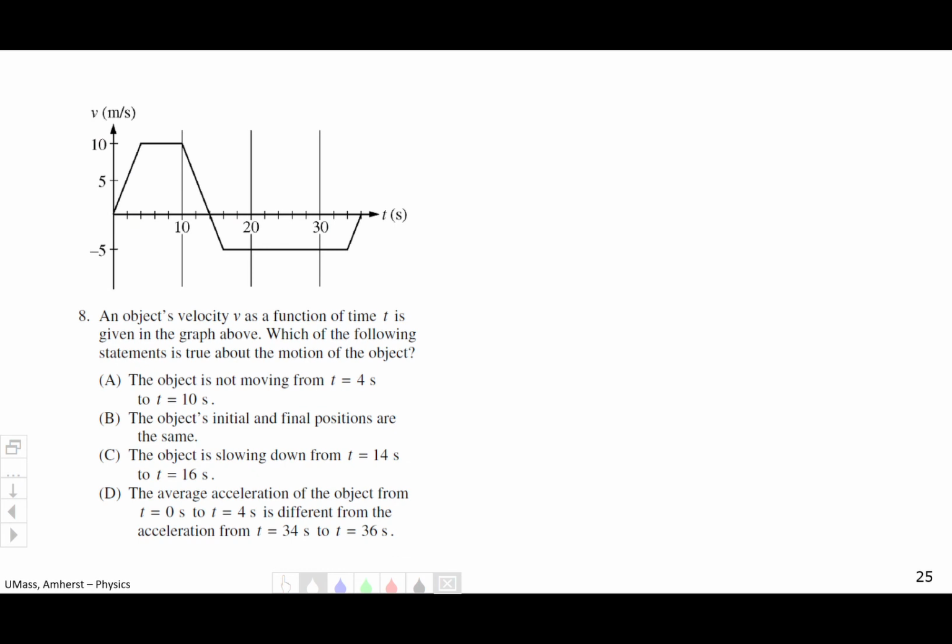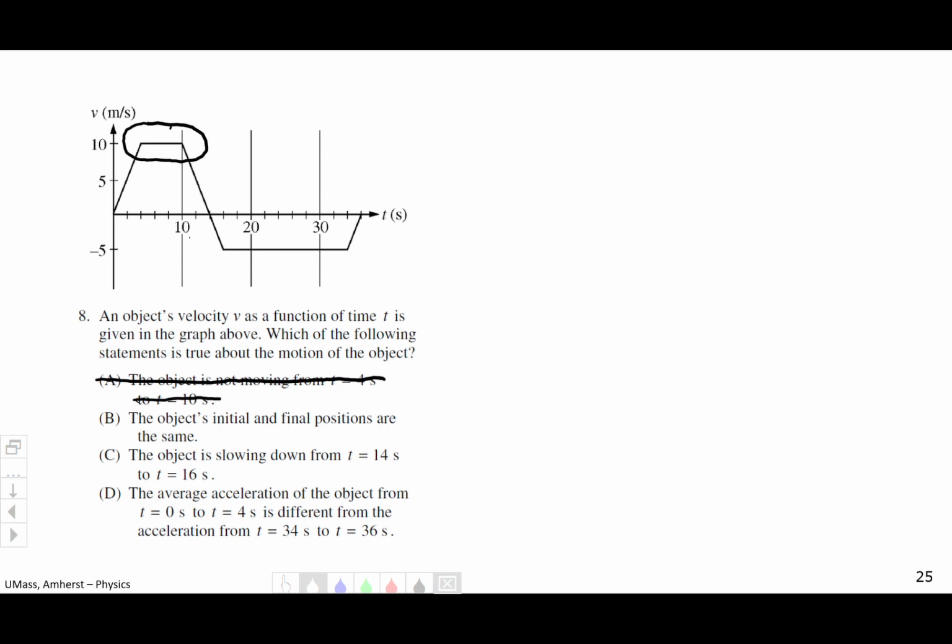All right. An object's velocity v as a function of time t is given in the graph above. Which of the following statements is true about the motion of the object? So let's go through these and figure it out. The object is not moving from t equals 4 seconds to 10 seconds. So if this is 2, 4, 6, 8, 10, the value of the velocity from 4 to 10 seconds is 10 meters per second, so that is a no.